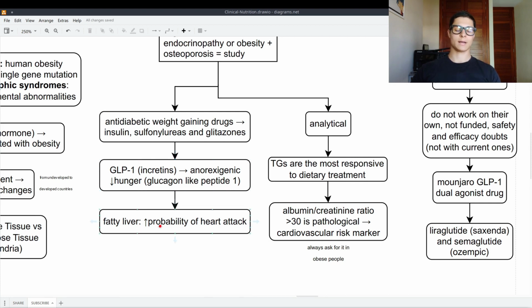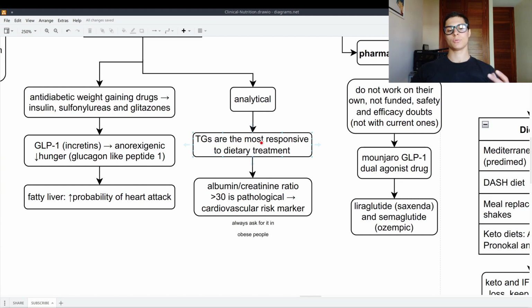Fatty liver has a high probability of heart attack. Among analytical parameters, triglycerides are most responsive to dietary treatment, and we have to check the albumin-creatinine ratio because if it is too high, over 30, it is pathological, and it is a marker for cardiovascular risk. And we always have to ask for this albumin-creatinine ratio in obese people.